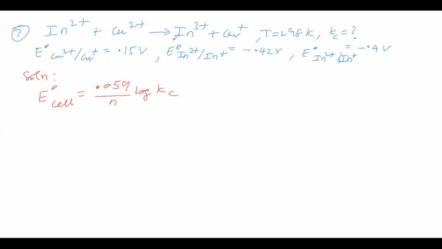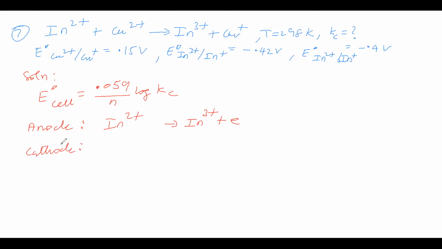In this, we will take anode and cathode. So we will take the anodic process. Anode means oxidation, which is undergoing oxidation, meaning this In+2 is converting into In+3. That is called oxidation. So In+2 is converting into In+3 by losing one electron. It is called oxidation.